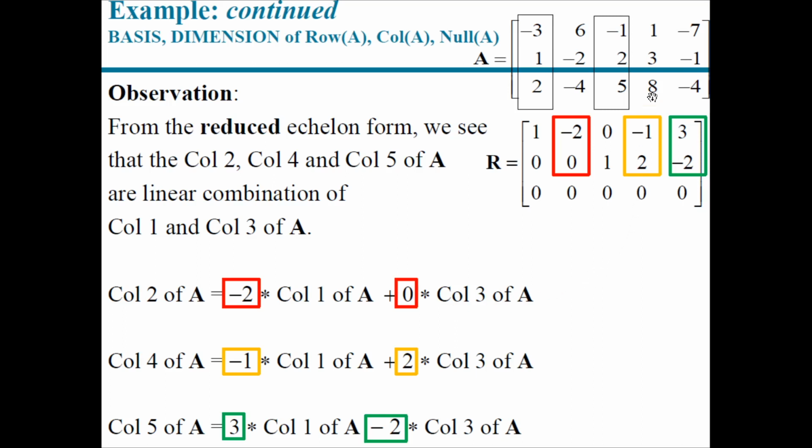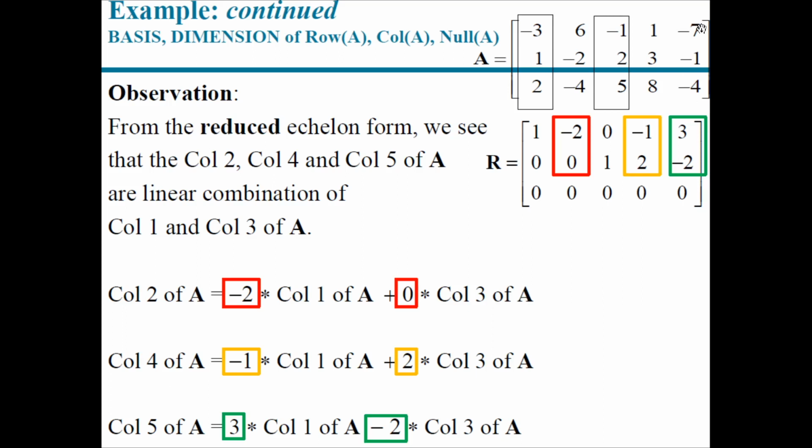Column 4 is a linear combination of columns 1 and 3, obviously. What are the coefficients? They are given in column 4 of the reduced echelon form. It's -1 times the first linear independent column, which is column 1, plus 2 times the second linear independent column, which is column 3. So -1 times column 1 plus 2 times column 3 gives us column 4 of matrix A.